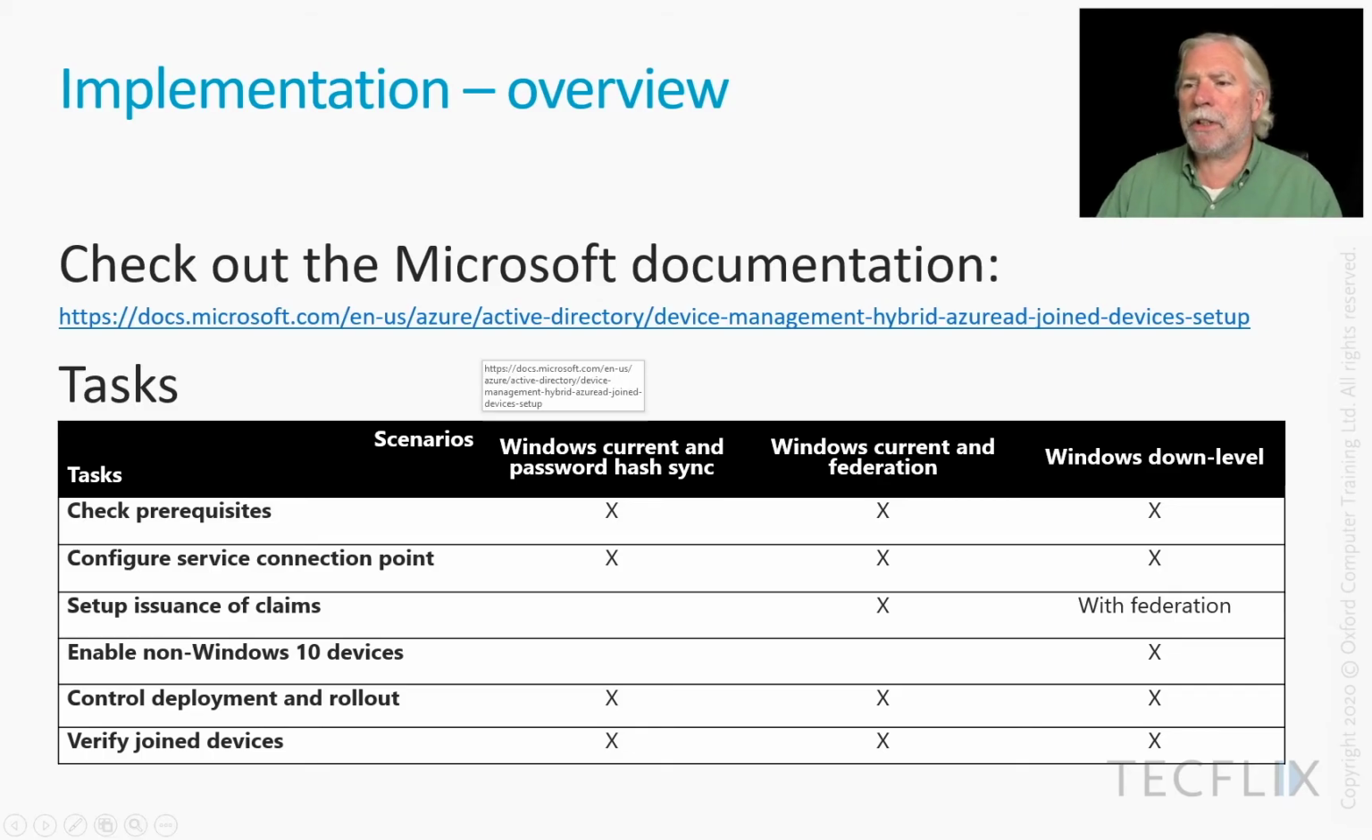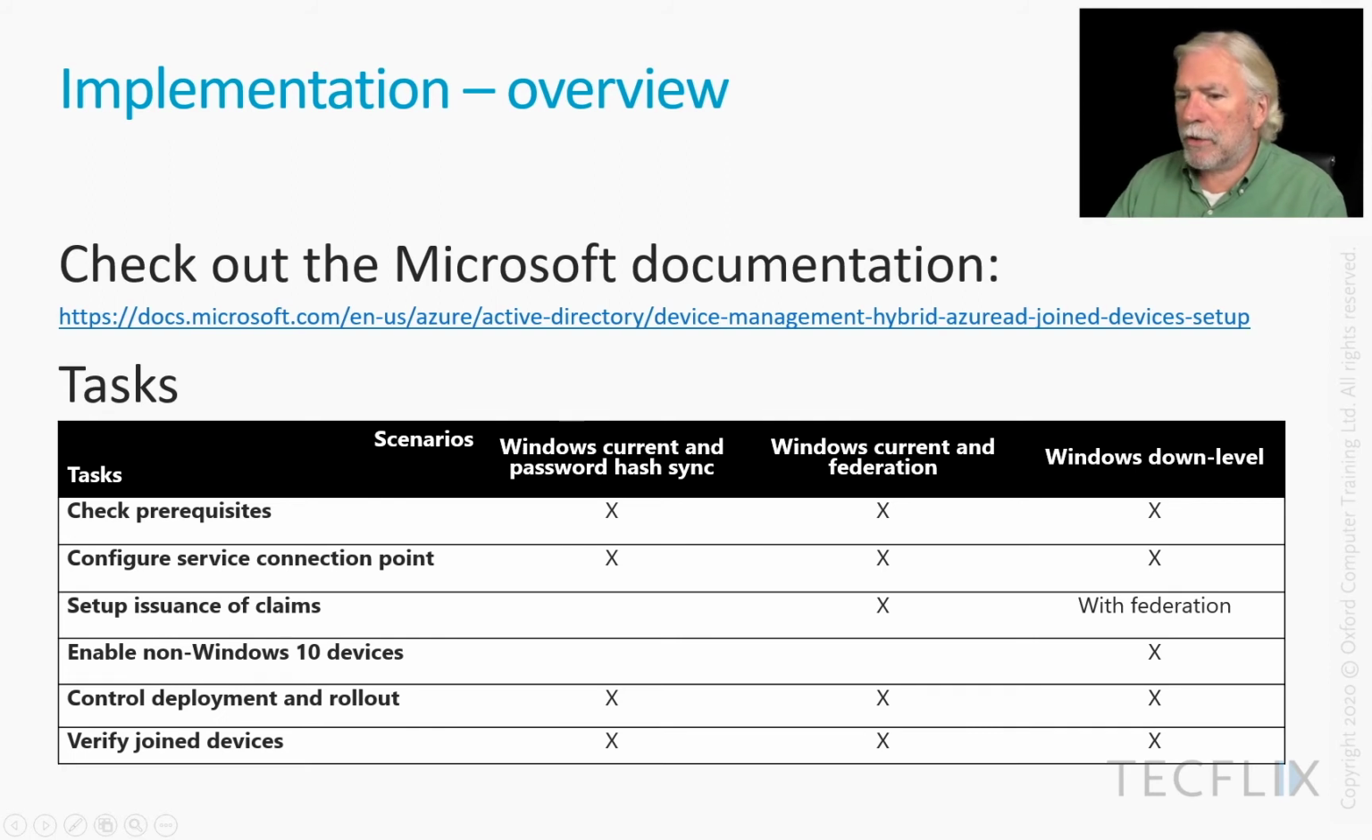Thinking now about implementation, we would always say check the latest Microsoft documentation. There's the link. We'll include it in our links document. And first of all, you're going to check prerequisites, which is really the point of checking the Microsoft documentation. We'll go through these in a bit more detail in a moment, but in all cases, check the prerequisites. In all cases, you're going to need the service connection point. I'll explain about that in a moment, but that is how each domain joined PC is going to know which Azure tenant to connect to.